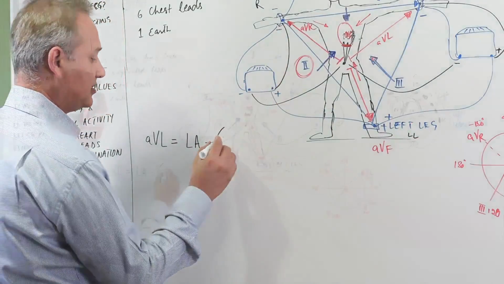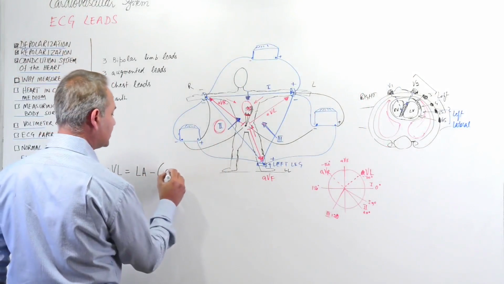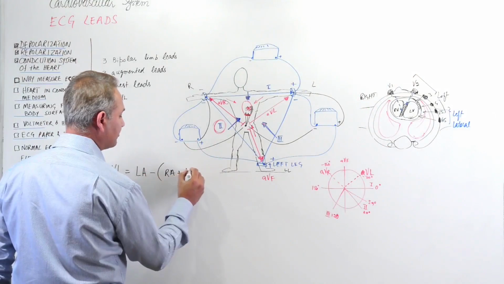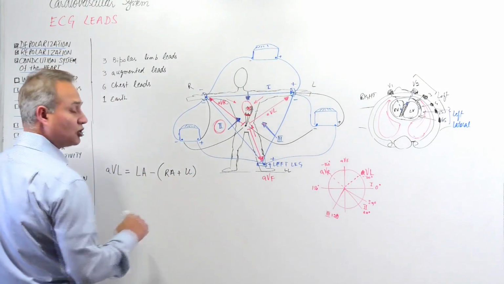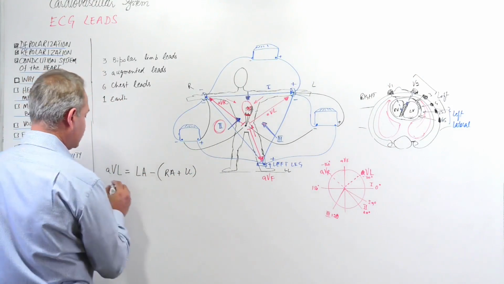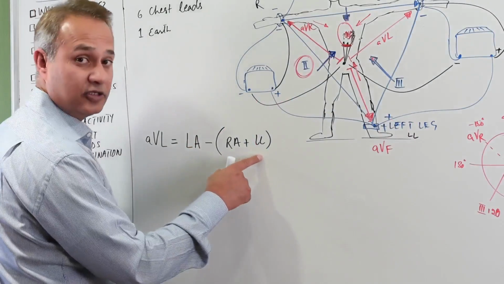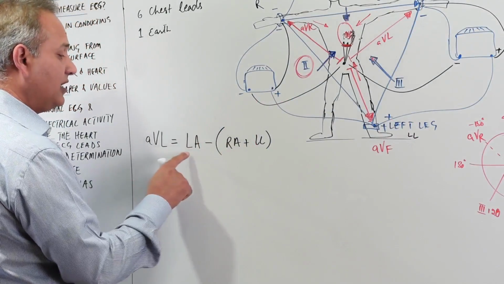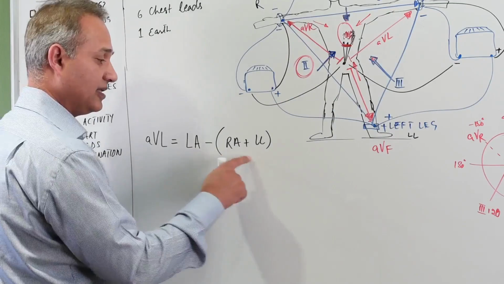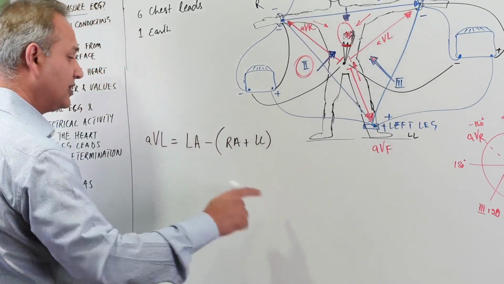So what are the two leads? We have, so the left is covered, so right arm plus left leg. So this becomes augmented lead. Similarly, AVR will be right arm here and the other two leads here. AVF will be foot here or the left leg here and the other two leads here. So that is how we calculate that.